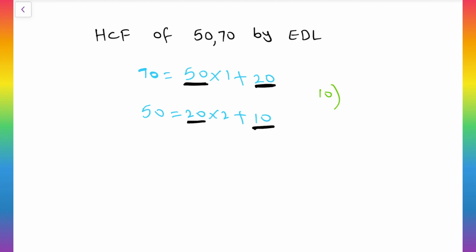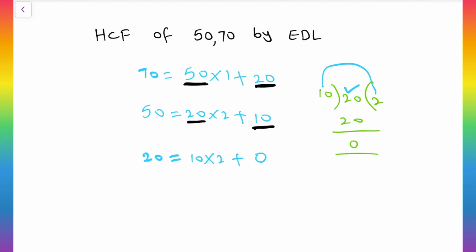So 10 and 20. If we do division, 10 2s are 20. So 20 minus 20, remainder is 0. So now write this in the form of A equals BQ plus R. That is dividend 20 equals divisor into quotient, that is 10 into 2, plus remainder 0. So if we observe this, the remainder we got is 0. As soon as we get the remainder 0, we need to stop this process here.